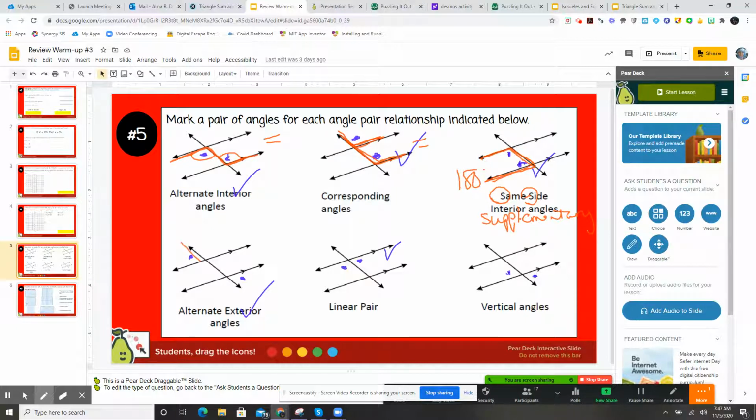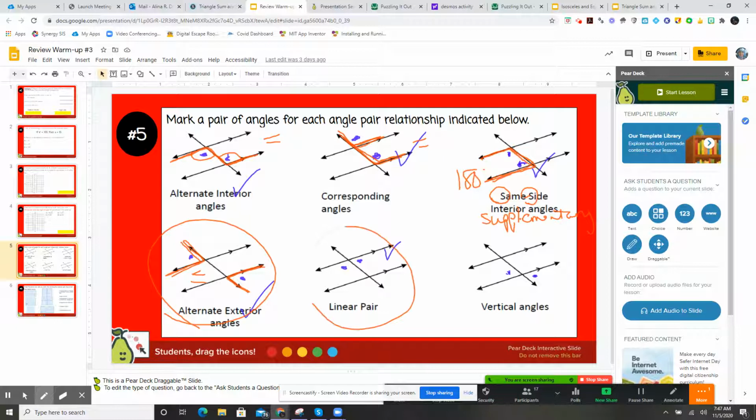What about alternate exterior angles? Are those going to be equal to each other or equal to 180? If I spin those around on top of each other, do they land on top of each other? Are they congruent? Which angles are we looking at again? The alternate exterior angles, these guys right here. They'll be congruent.